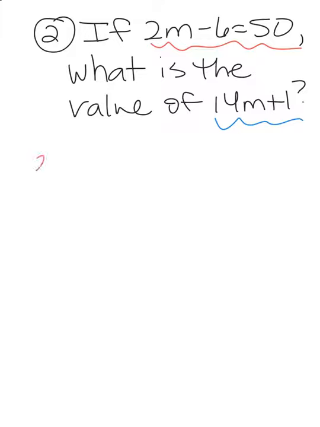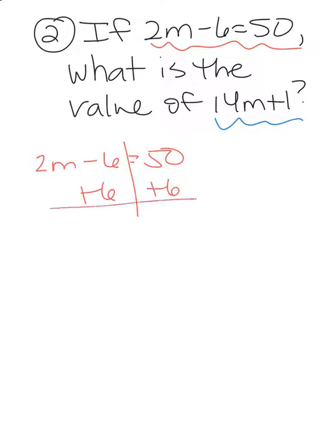So here's my first equation. 2m minus 6 equals 50. Here's my wall. Add 6 to both sides. I have 2m is equal to 56. Divide both sides by 2. M is equal to 28.